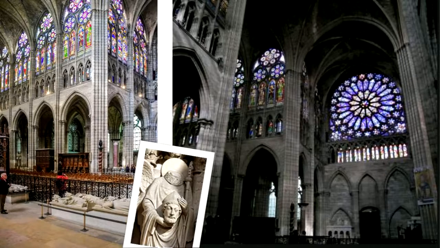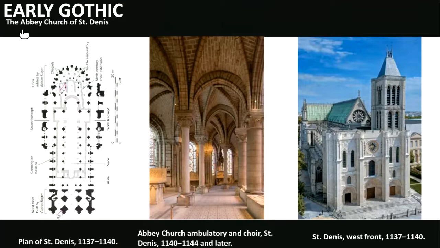Here's an image of Saint Denis. We talked about his head, the saint who was able to walk with his head. And going back to the facade, we saw how there's only one tower. It was supposed to have two, but the second was never actually constructed.